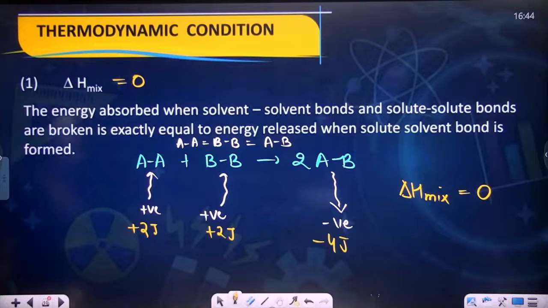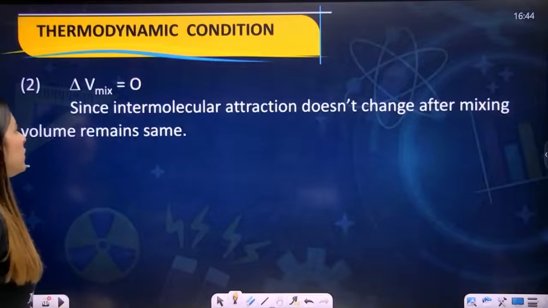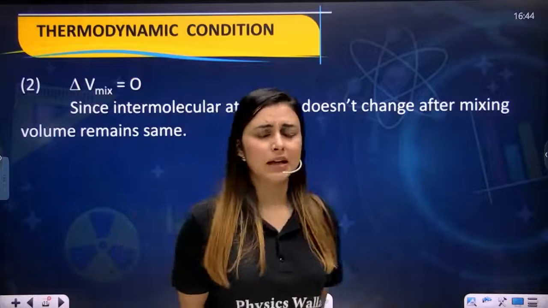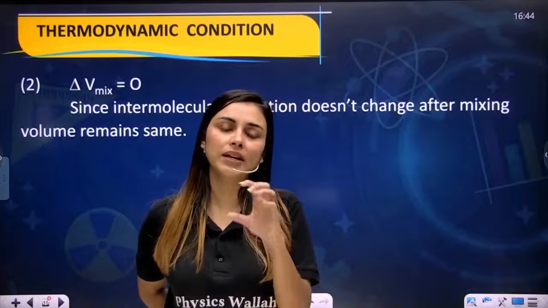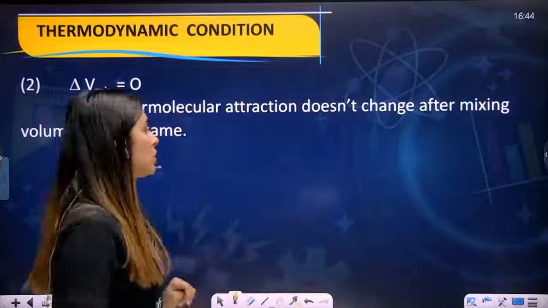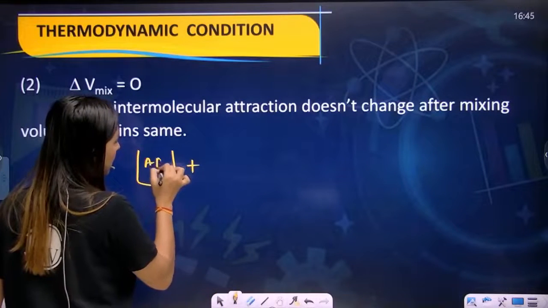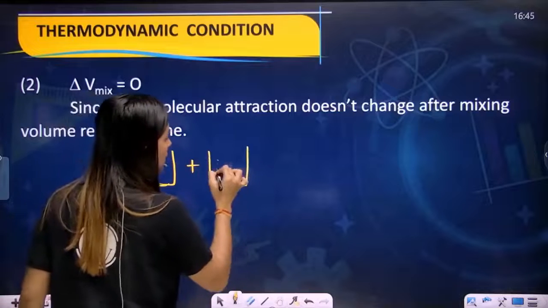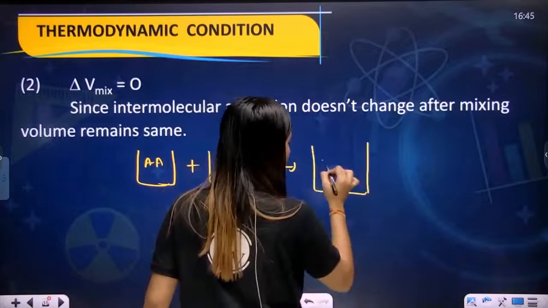I hope you've written it. Now let's move forward, my dear students. Now we will talk about delta V mixing. If we are talking about delta V mixing, this means that we are calculating the change in volume. So now imagine you had solute here, AA. You had solvent here, BB, and you got a solution 2AB.